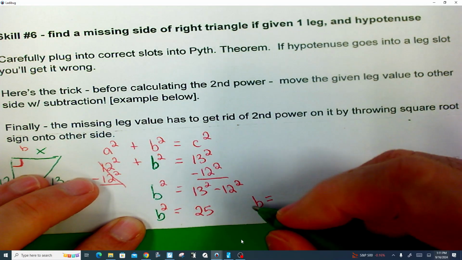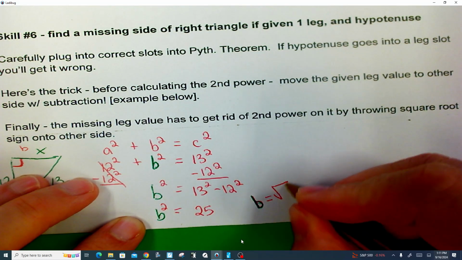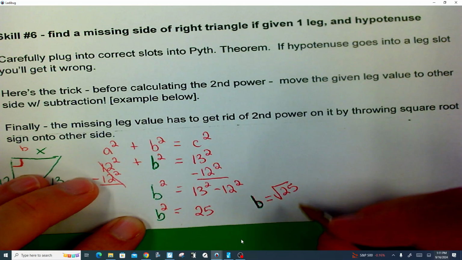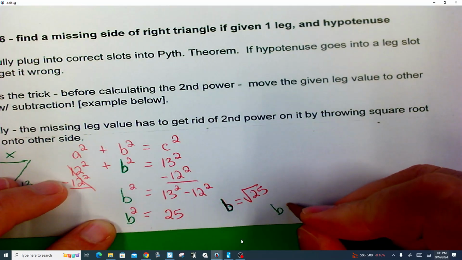And I'm going to make this one green. Sorry, guys. Guys, what is the square root of 25? So B equals 5.